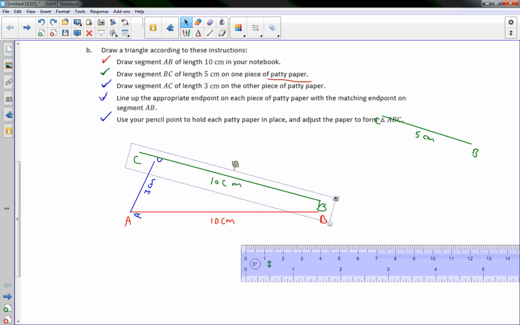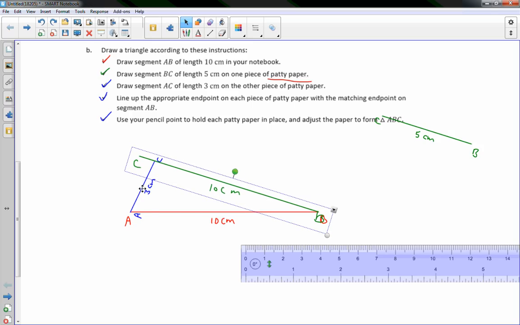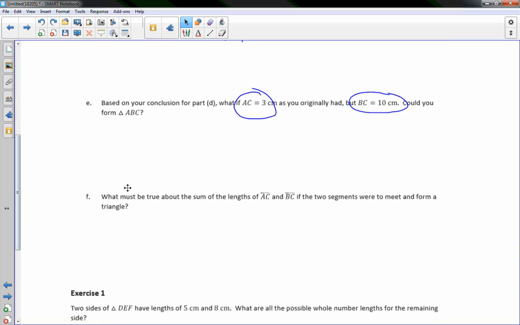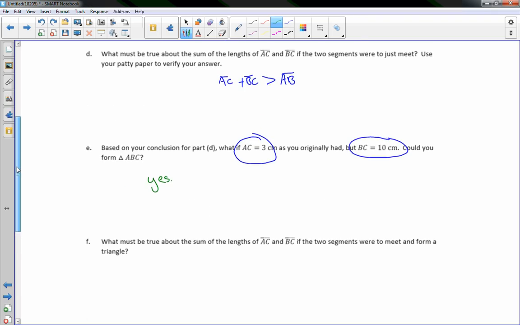Okay, so it takes a little bit of manipulation with this program, but this is what you would be doing with your sheet protector or patty paper. And as you can see, we can make a triangle with that. Could you form a triangle ABC? And the answer is yes. What must be true about the sum of the lengths of AC and BC if the two segments were to meet and form a triangle? And I've already answered that. The sum has to be greater than the third side.